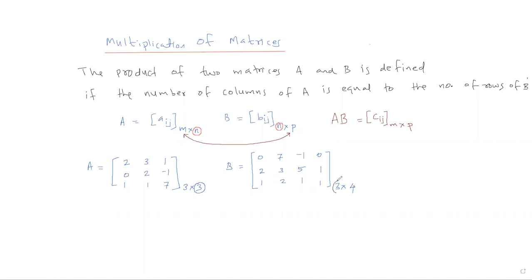So here you can see that the number of columns of the first matrix is equal to the number of rows of the second matrix. So now we can find A into B. I told you it will be a matrix of order 3 by 4, right? This 3 and this 4. Its general form you know: 3 by 4 means 3 rows and 4 columns.